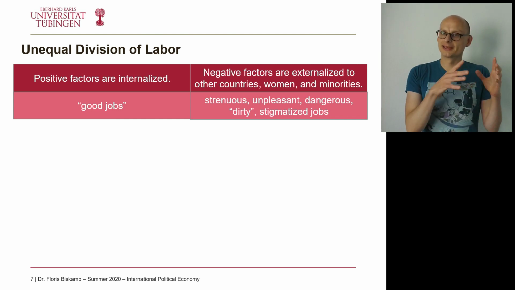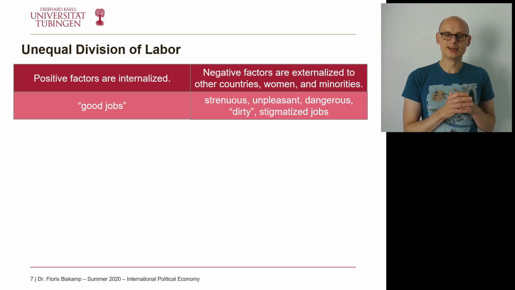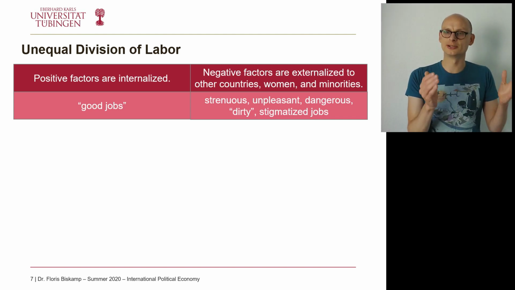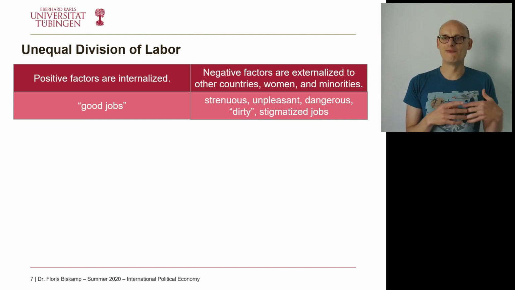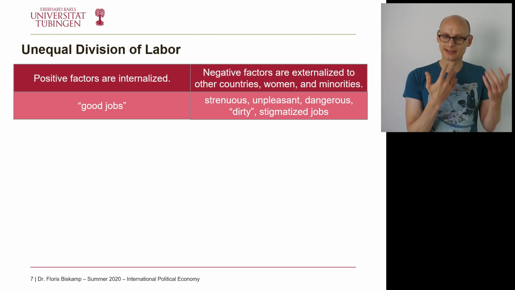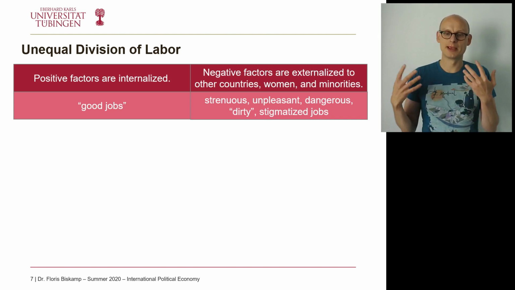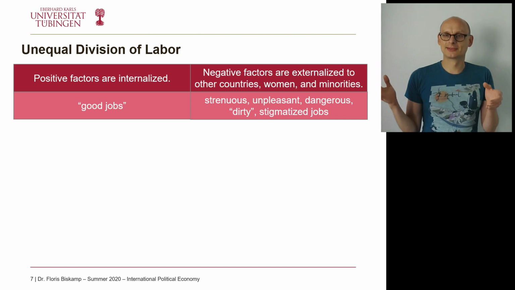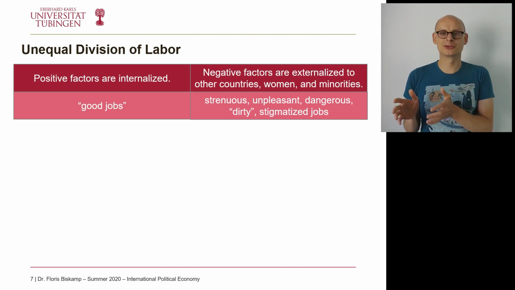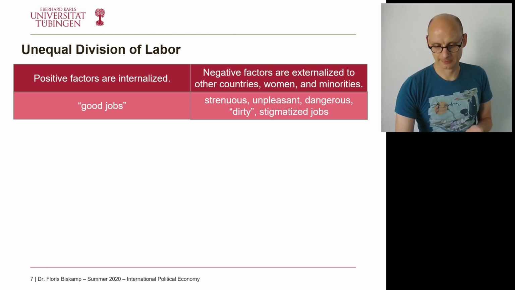So let's discuss a couple of dimensions of this externalization. What's typically kept for the ones that have a more privileged position are what we might call good jobs. A good job is a job where you are secure, where the things that you do are widely recognized as a valuable contribution to society, and where you probably do not risk your life. On the other hand, there are jobs that are just strenuous, unpleasant, maybe dangerous, dirty, and stigmatized by society. And it's typically the latter jobs that are outsourced, handed outwards to other countries and downwards towards minorities and women and lower classes of society, and so on and so on.